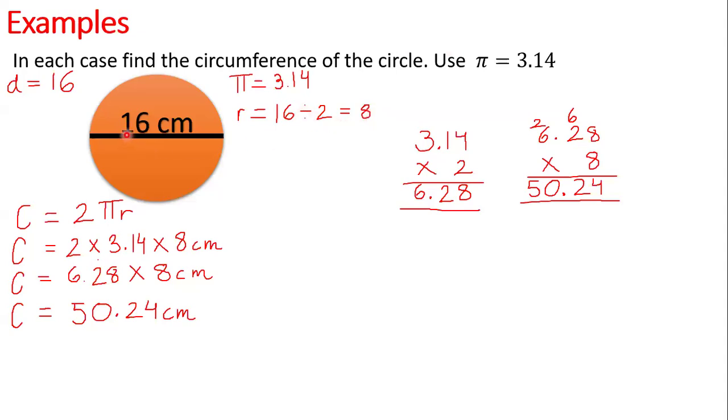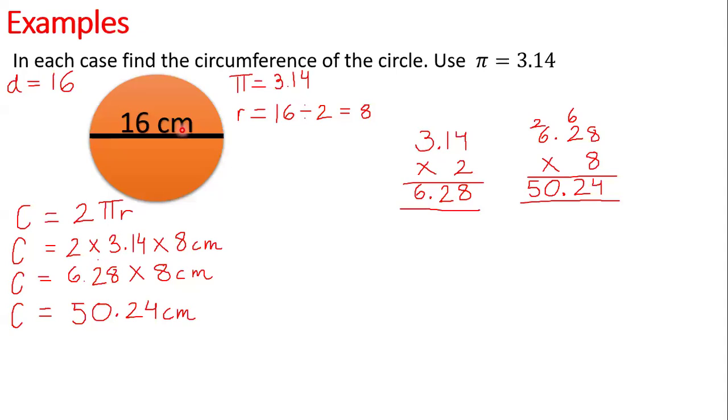You always divide by 2, half of it. Very good point. The last time we were given the radius, so we didn't have to divide by 2. But this time we are given the diameter, and the diameter is this long thing. We don't need all that. We just need half of it.